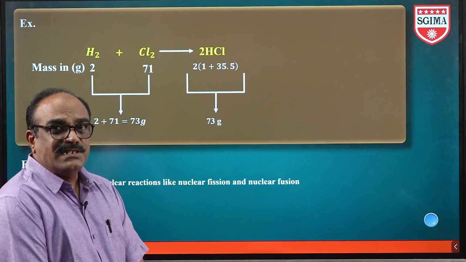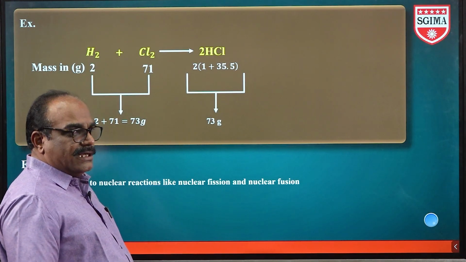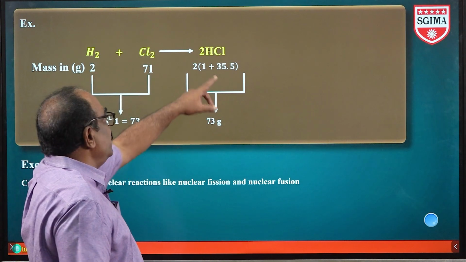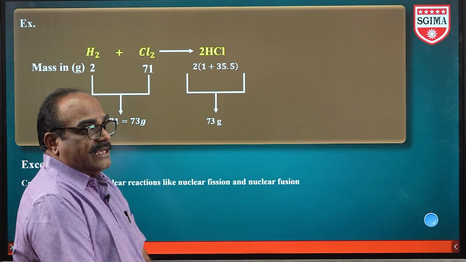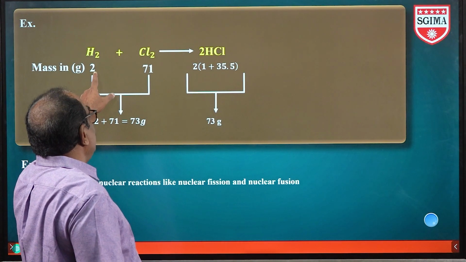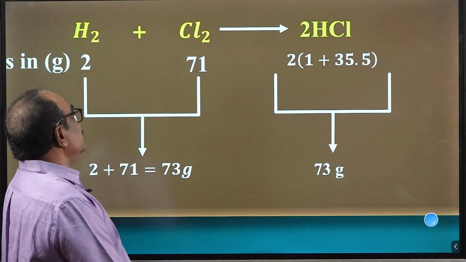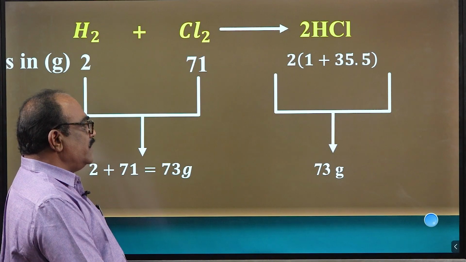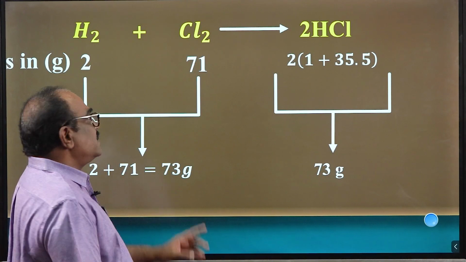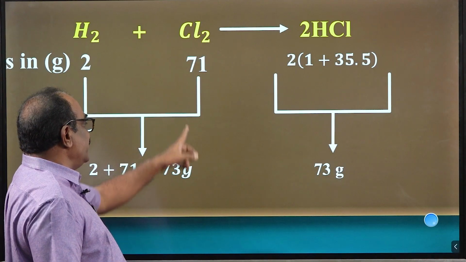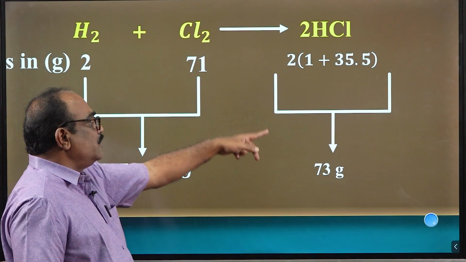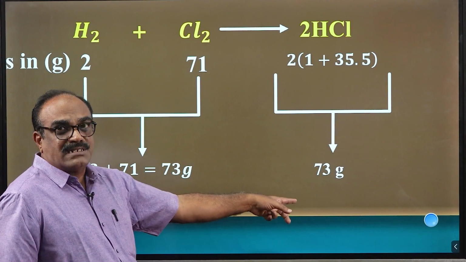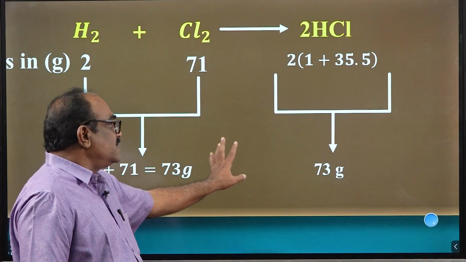Now, with the help of a simple example, let us make a discussion. A very familiar reaction: hydrogen gas is allowed to react with chlorine gas, producing hydrogen chloride gas. Experimental studies indicated that for every 2 grams of hydrogen, 71 grams of chlorine will completely react with it, and the hydrogen chloride produced will be 73 grams. If I sum up the reactants, 2 plus 71 is equal to 73 grams. The product produced will also be 73 grams, meaning that the mass of the reactants is equal to the mass of the products.